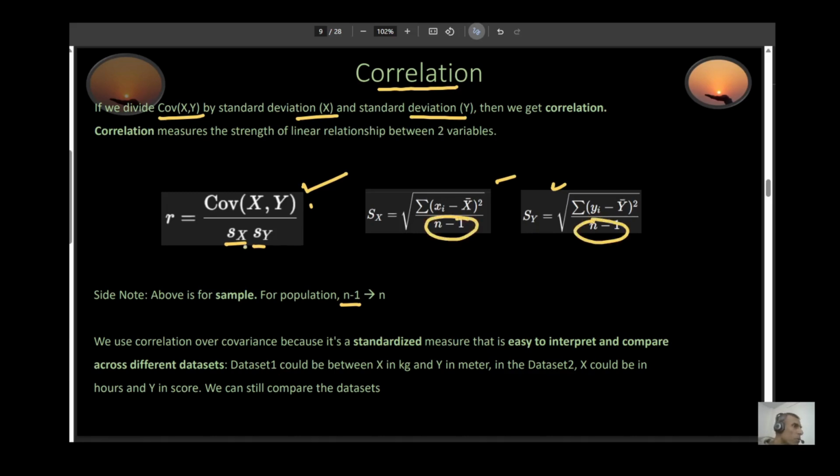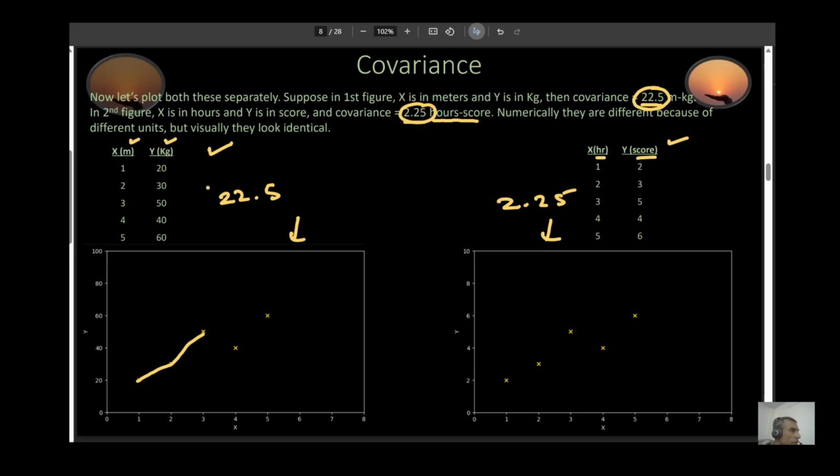And another notation they use, they don't use Sx in that case for population. They use sigma x and sigma y. So we use correlation over covariance because it's a standardized measure and they're easy to interpret and compare across different data sets. So for example, if your data set 1, which was right here, is given to you in meters and kilogram, and this data set could be given to you in hours and score. Now you can compare these two relationships using correlation.